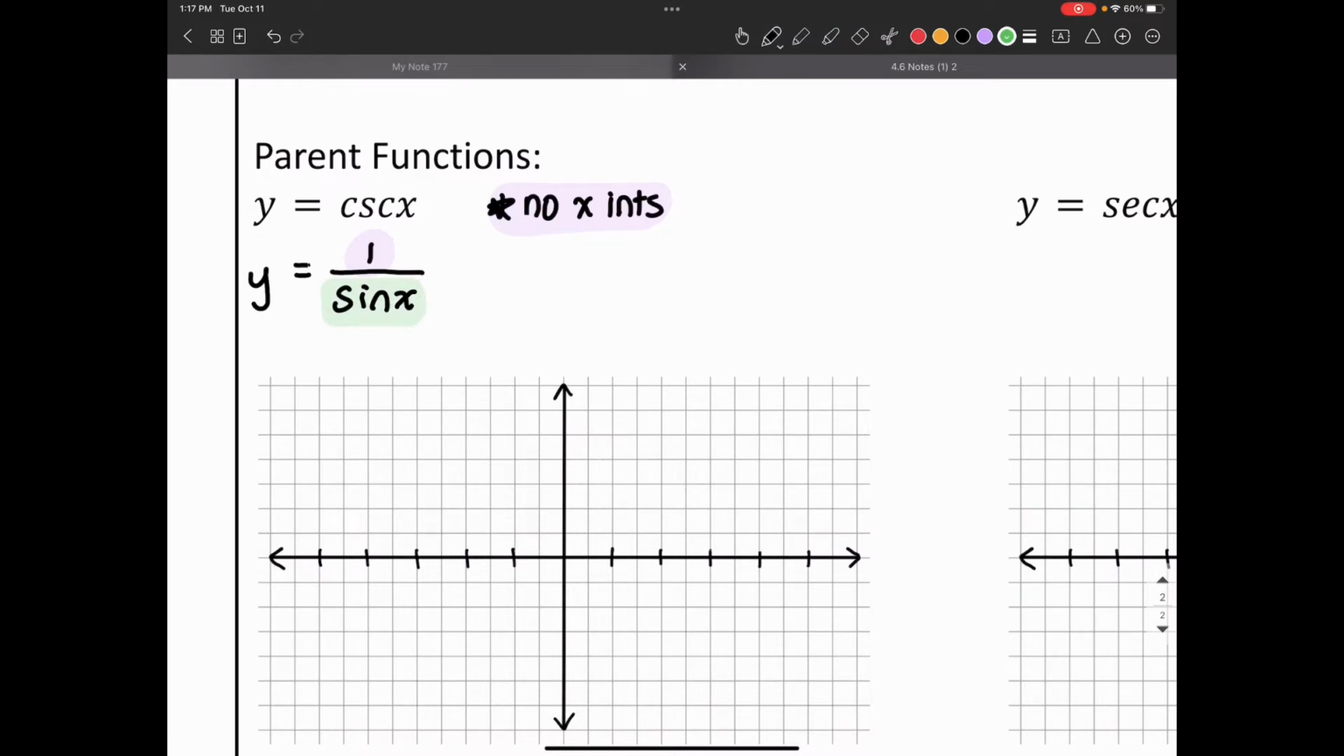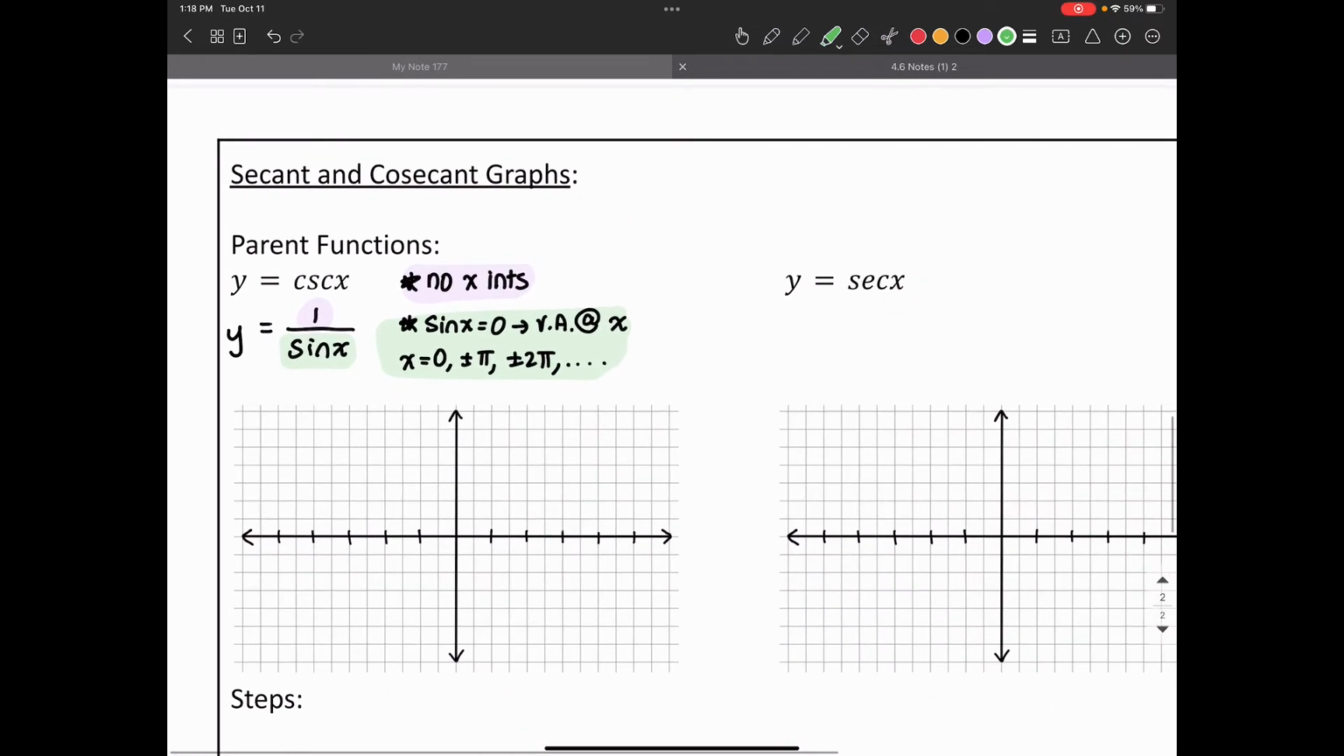The other thing that we can note is that I have sine of x in the denominator, which means that when sine of x is equal to 0, I'm going to have vertical asymptotes. I know the x values that would make sine of x equal to 0 are 0, plus or minus pi, plus or minus 2 pi, etc. So every pi starting at 0. These are going to be my vertical asymptotes, and I'll also have vertical asymptotes for secant graphs.